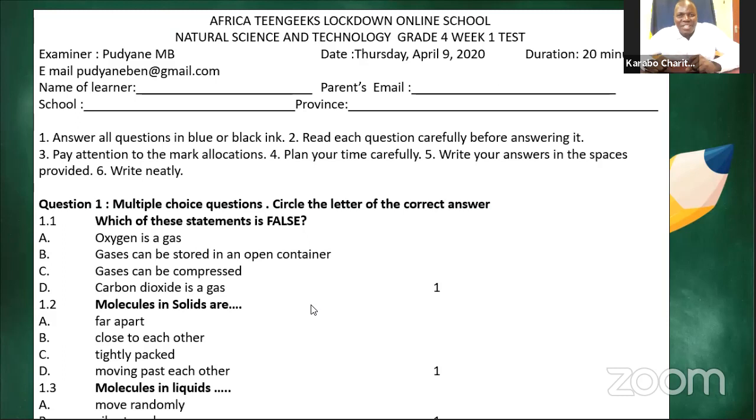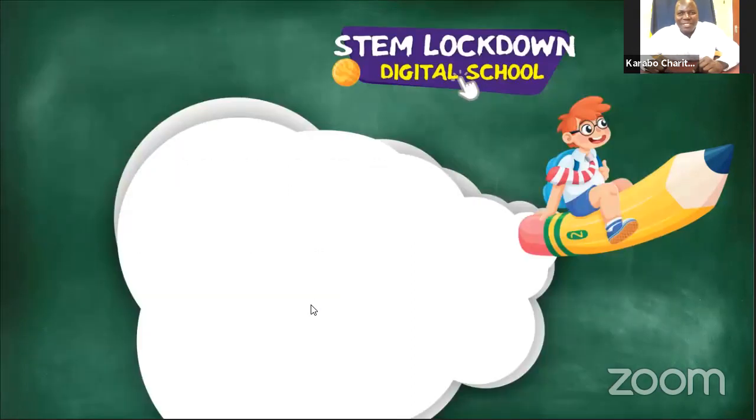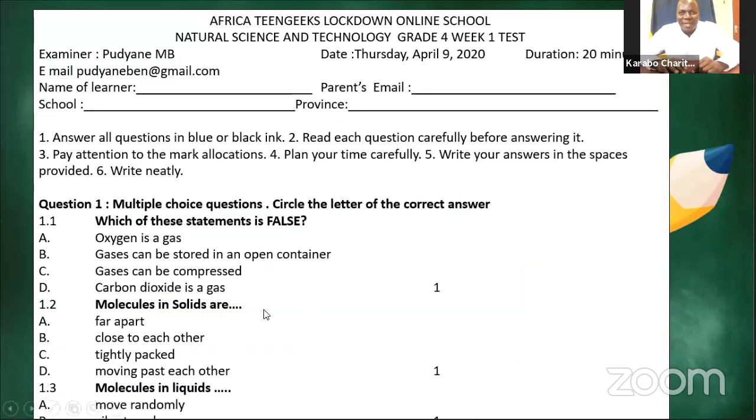1.2. Molecules in a solid A, B, C, D. What is the correct answer? Number C. That's correct, Winnie. Thank you very much. We can go to the next one, Mr. Khalid. We can go to the next one, 1.3. Molecules in liquids. Oh, unfortunately, we can't see it. Okay. Molecules in liquids. You must finish up that one.